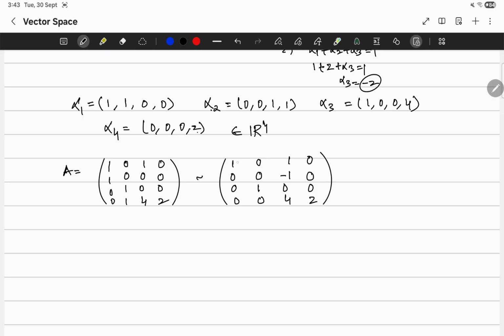So you can do it here. It will be 0 0 1 0, and 0 1 0 0. And you have here 0 0 4 2. Four times this plus this, so this will be 0 0, since minus 4 plus 4 is 0.